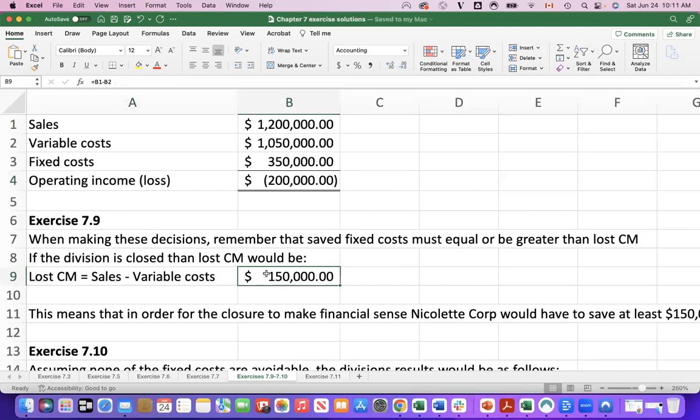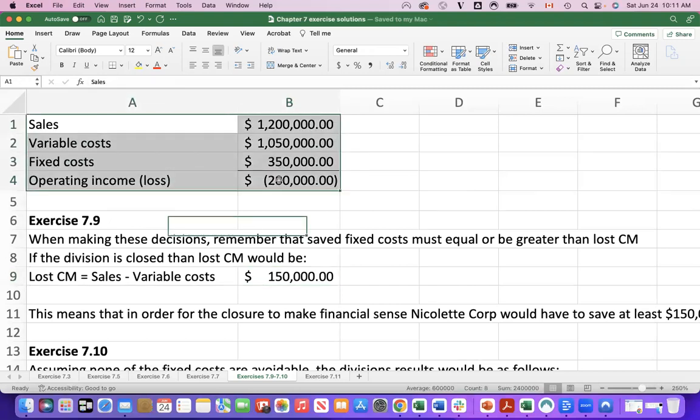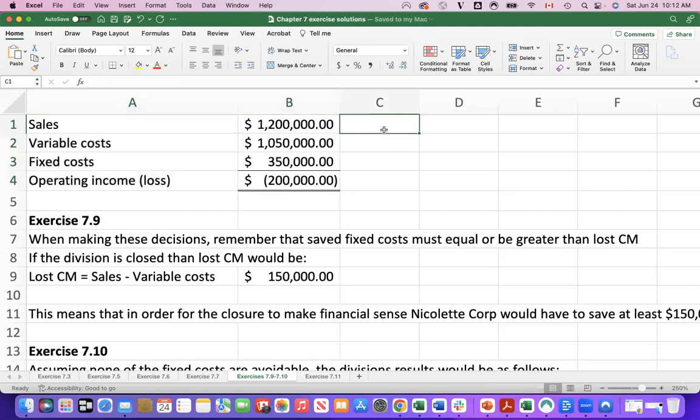If we were to close this division, we are giving up contribution margin of $150,000. That contribution margin could have been used to cover fixed costs going forward. But if we close this segment, we're giving that up. So what does that mean? That means we better save at least that much or more of fixed costs to make it financially worthwhile. Let me show you an example here.